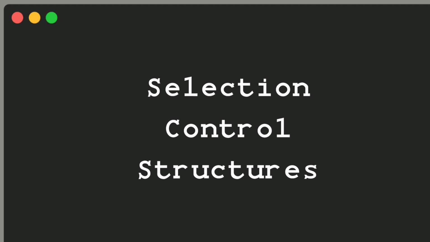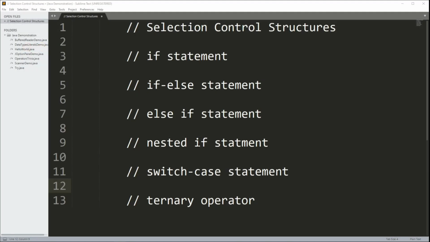In this video, I'll demonstrate selection control structure in Java. So in Java, we have if statement, if and else if, the use of nested if. In Java, we also have switch case statement. And lastly, I will teach you how to use ternary operator.